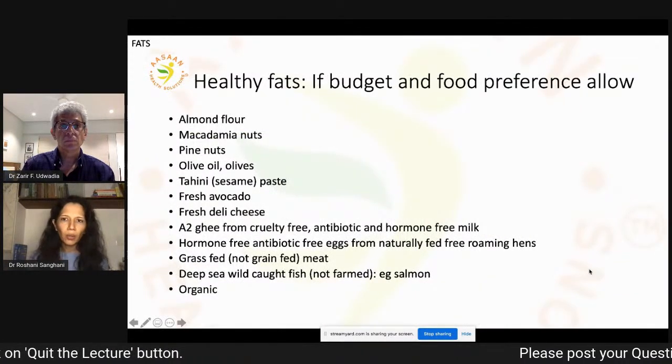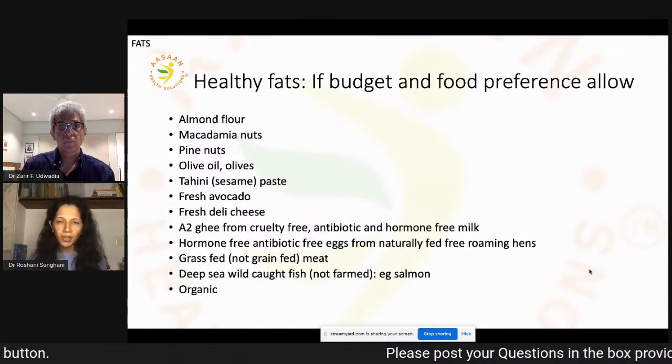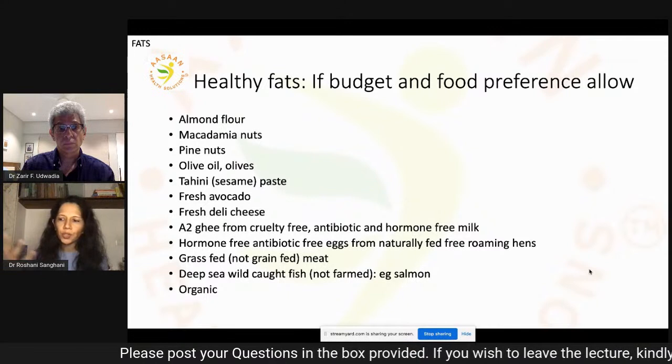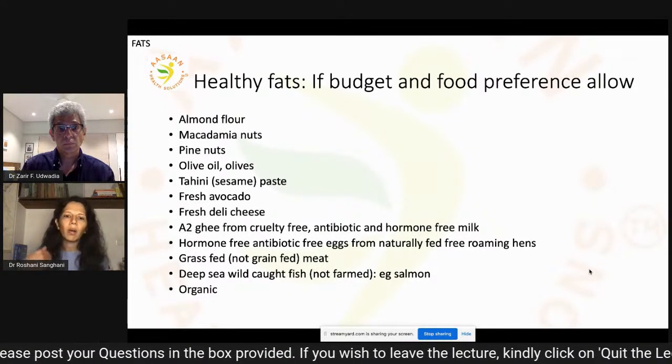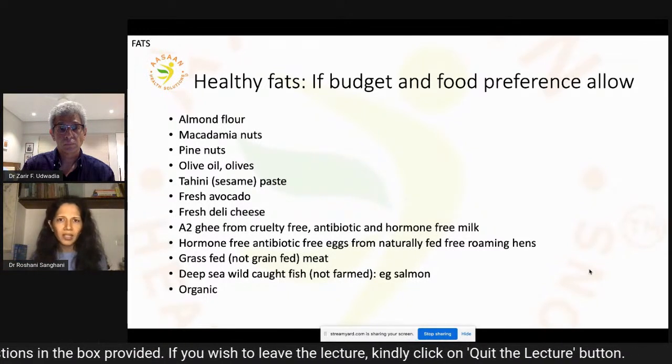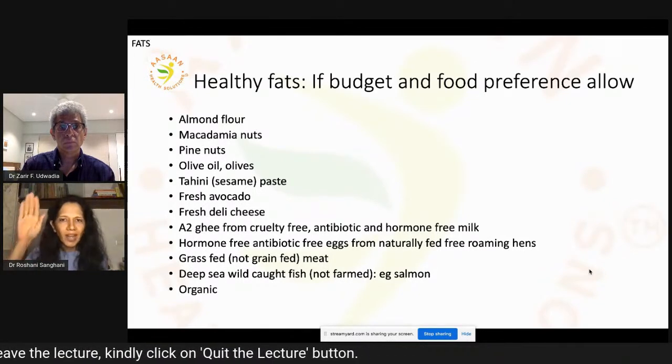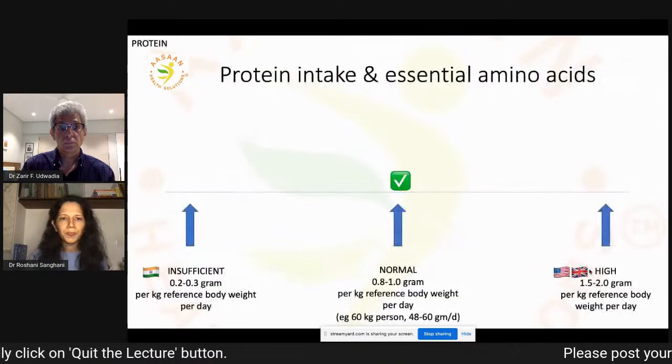If the budget allows, again, we are talking to a pan-India audience today, so I'm sure there are people from all over the country. If the patient's budget allows at home, there are a little bit more expensive fats that can be added to the pantry, which would give more satiety and have less of an insulin response.